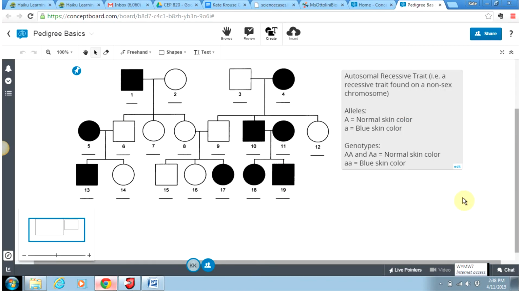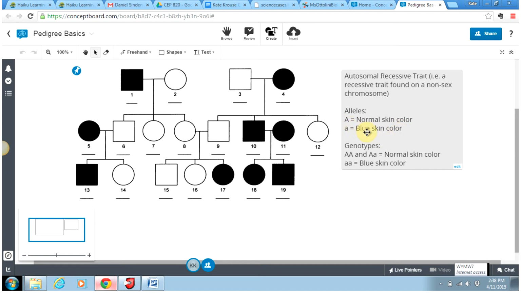All right. So we see this pedigree again right here, and we're going to be identifying genotypes of certain individuals within the family. So we know that this is an autosomal recessive trait, which means it's a recessive trait found on a non-sex chromosome. There are two alleles that we're going to use to represent the normal skin color allele and the blue skin color allele.